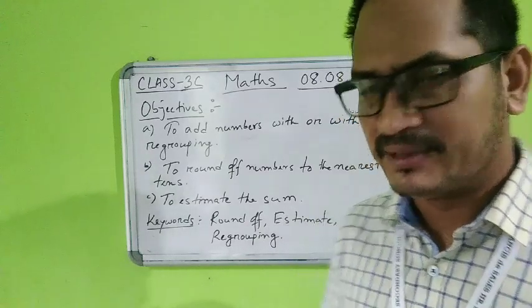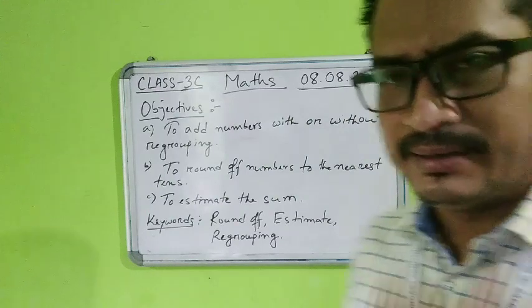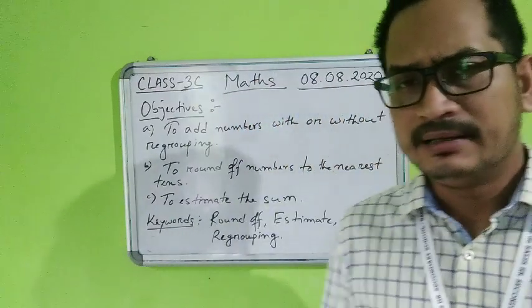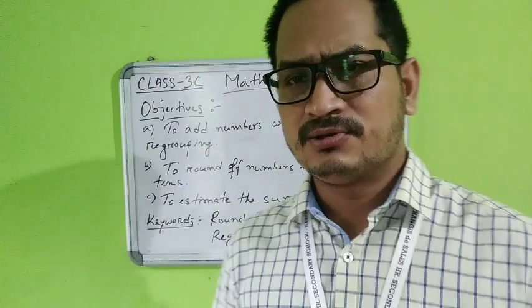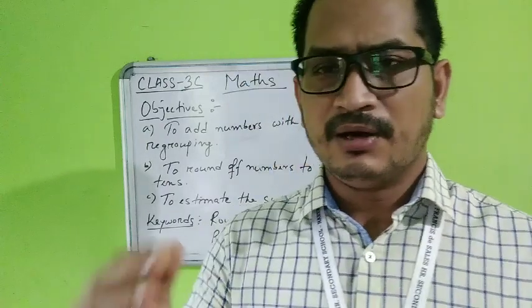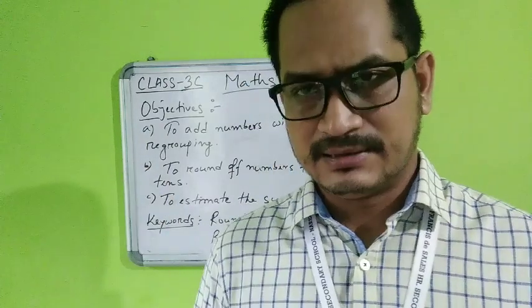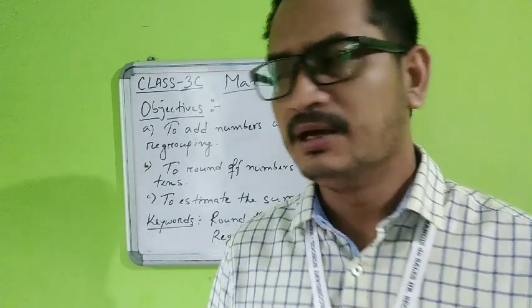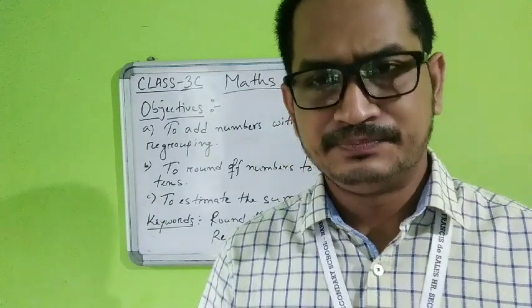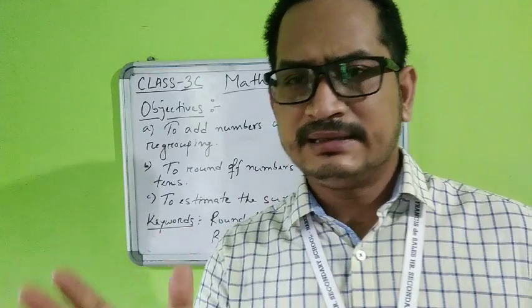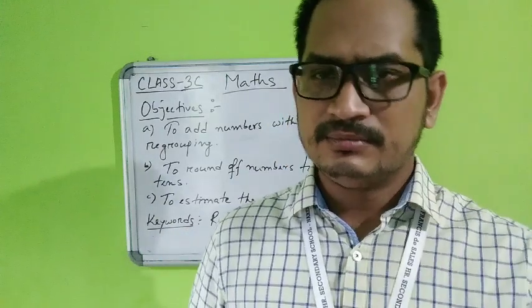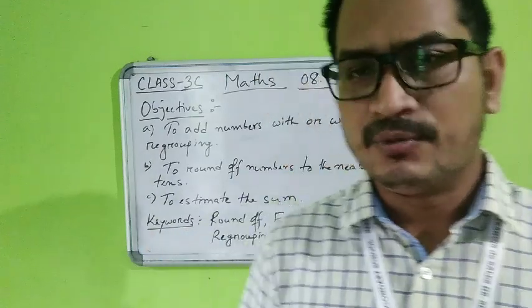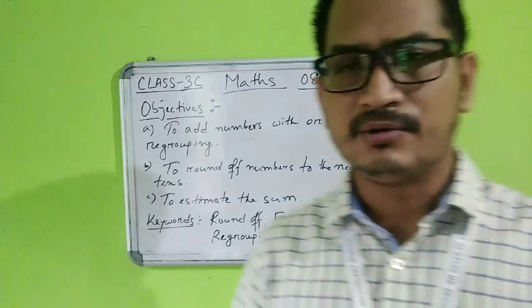Both are same thing. And regrouping, that you already have known, from last year also: regrouping means when the sum of digits in the ones place or tens place is greater than 9, then the number is carried forward to the next place. So that is called regrouping. So that we are going to use here.